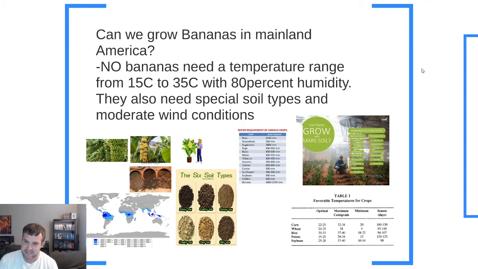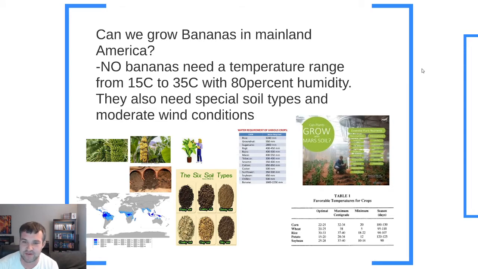Bananas, I think, are an excellent example. I bring up bananas a lot because they're my favorite food and they're dying. Could we grow bananas in mainland America? The answer is no. Maybe in some parts of Florida. But bananas need a very specific temperature range, and they need 80% humidity, which isn't super common in the United States. They also need special soil types and moderate wind conditions. So you can only really grow bananas right around the equator.